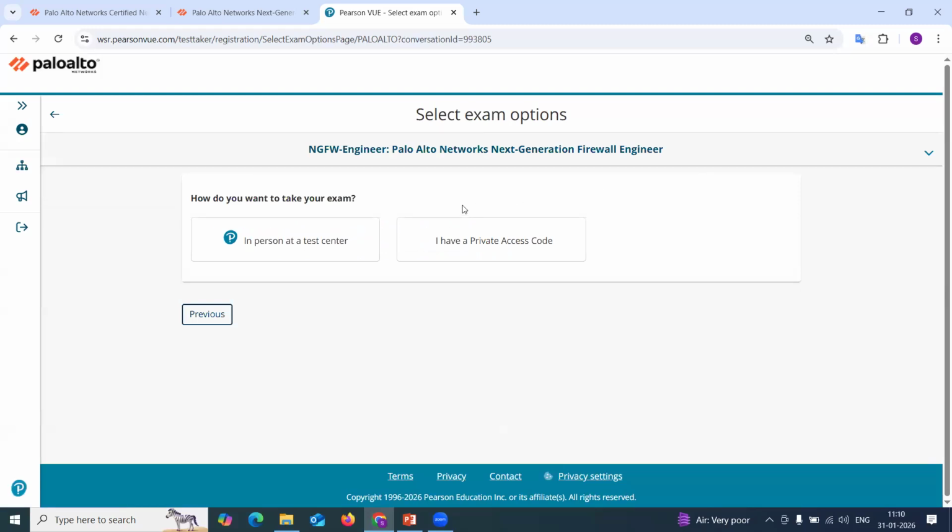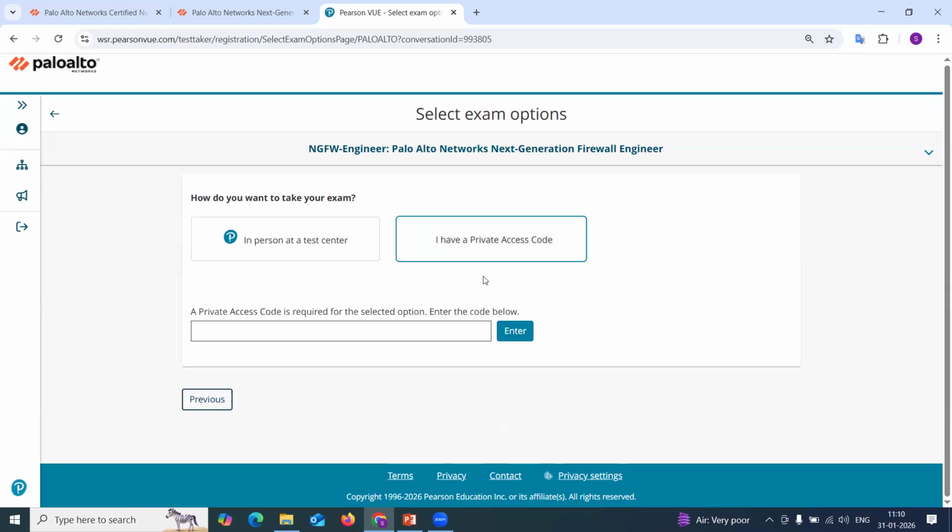Now here you have two modes of writing the exam. Either you can choose a Pearson Center, any authorized Pearson center you can go to and write the exam, or you have a private access code. Currently, see, this exam is not giving me the option from home. I have a private access code, that's a different thing. It is not giving any option of writing the examination from home, guys.